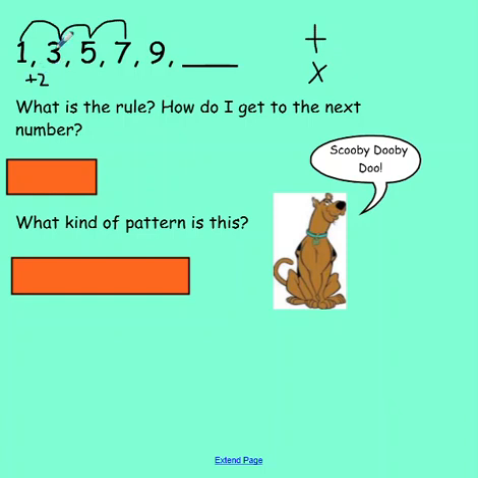1 plus 2 is 3. 3 plus 2 is 5. 5 plus 2 is 7. 7 plus 2 is 9. 9 plus 2 is 11. So how do I get to the next? My rule is to add 2. How do I get to the next number? Add 2. And what kind of pattern would this be then?